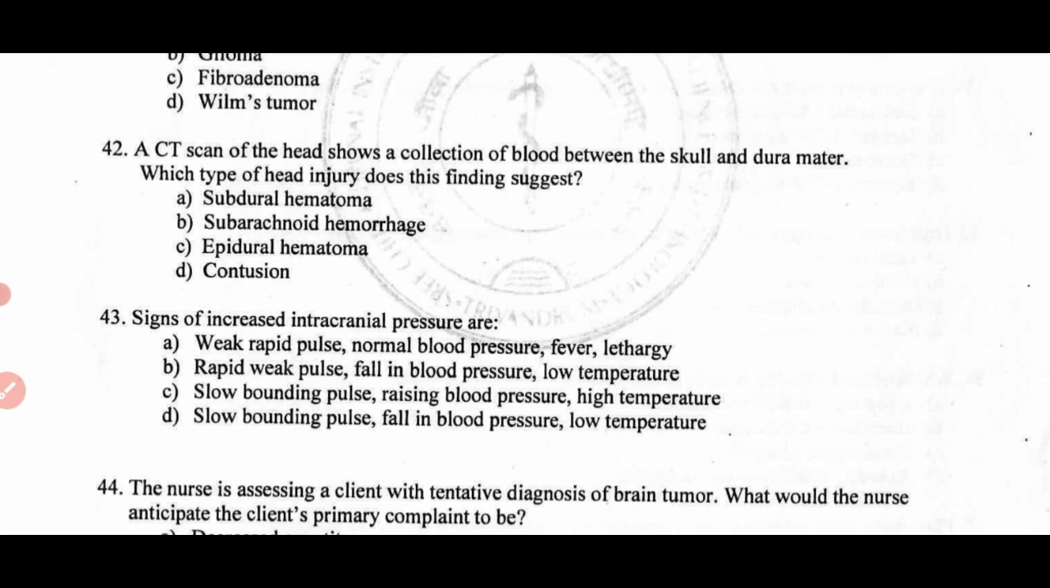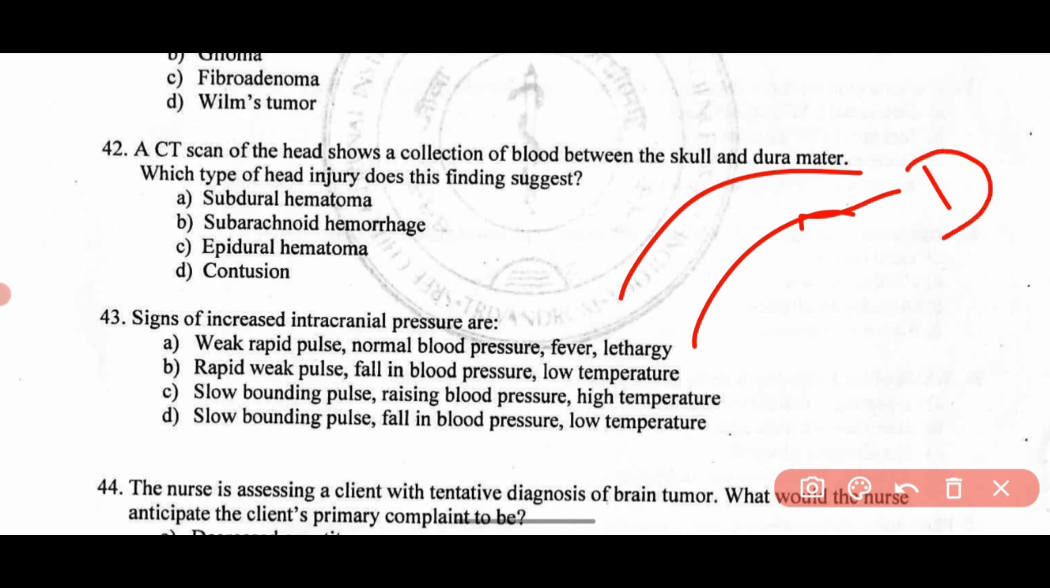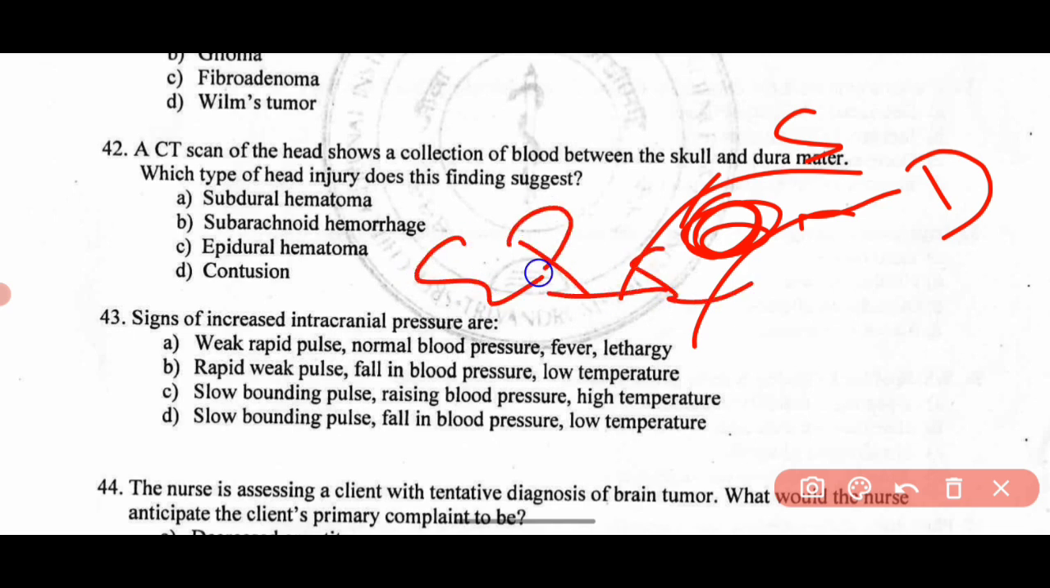In between dura mater and arachnoid mater, subdural. In between arachnoid mater and pia mater, subarachnoid. These are the names given to the disease condition according to the location. And here what location have they mentioned? In between the skull and the dura mater. This is the dura mater, so this is the skull. Here a collection of blood is present, so this area is called the epidural space.